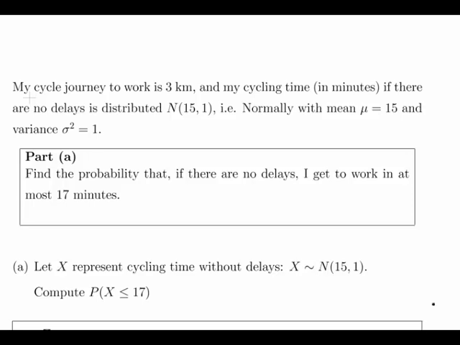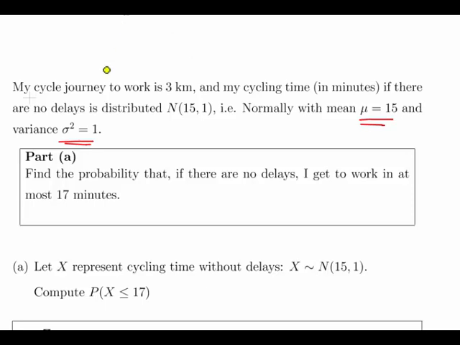Okay, this is about the normal distribution. My cycle journey to work is 3 kilometers and my cycling time in minutes, if there are no delays, is normally distributed with a mean of 15 minutes, mu equal to 15, and a variance of sigma squared equal to 1.